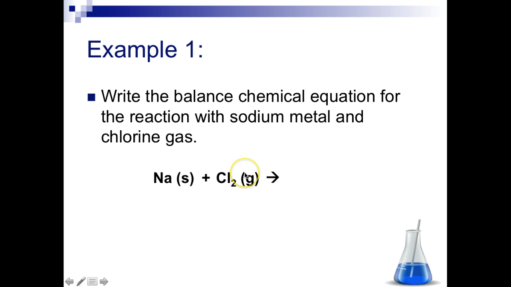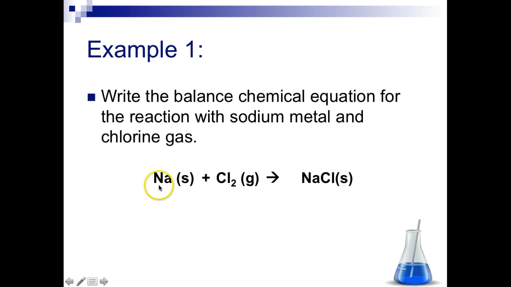Now, this is a synthesis reaction. You have an element plus another element, and it's going to give you one product. What happens when sodium and chlorine combine together? They make sodium chloride, NaCl. You're going to have to go back to your Unit 8 notes in bonding to figure out how to make that compound.